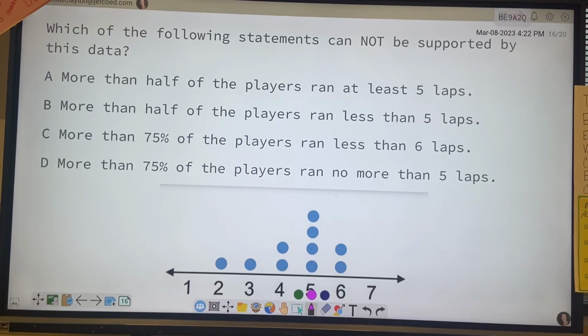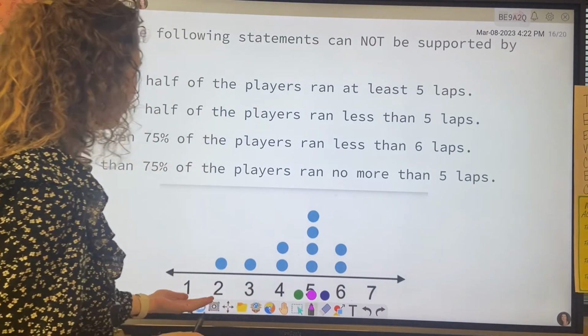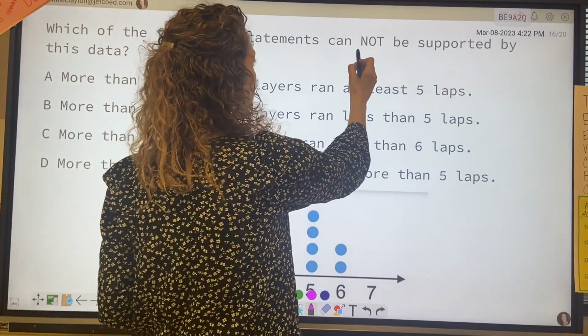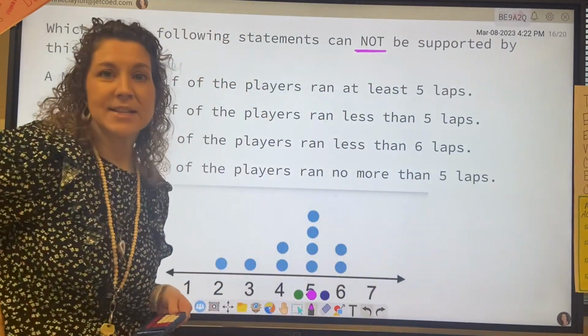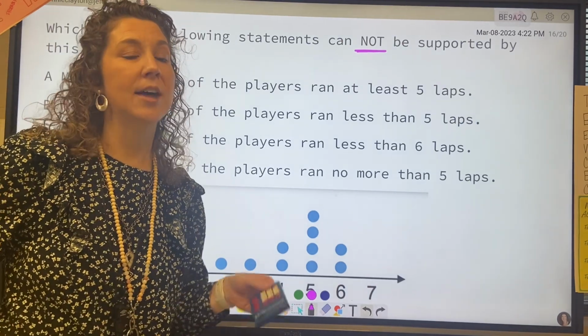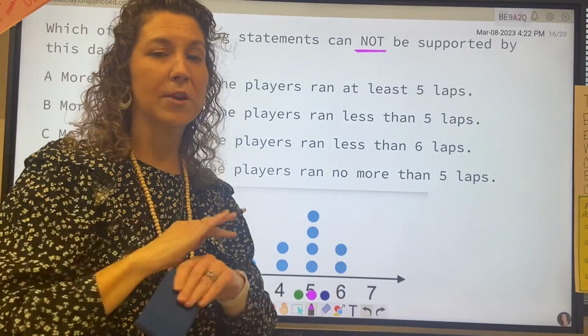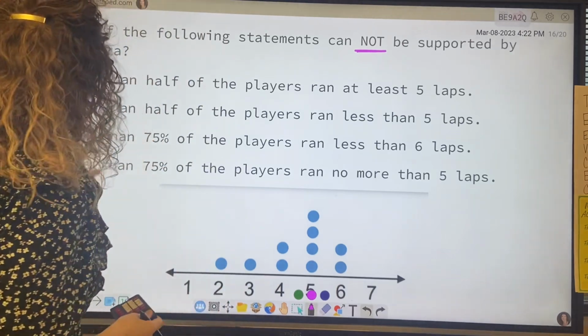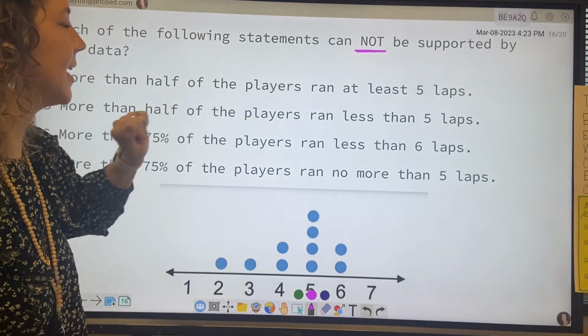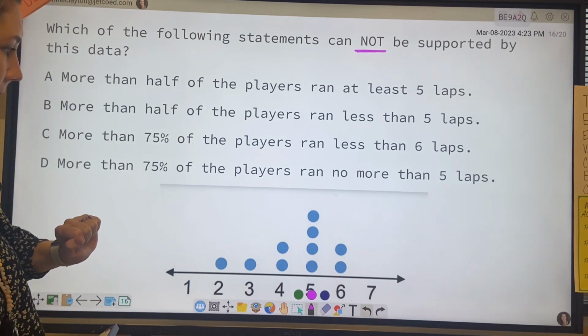Answering more questions with the same information we have down here. Which of the following statements cannot be supported by this data? Not. So we're looking for the statement that is false. Sometimes that's hard for you guys to go backwards. We're looking for what's not true. A, more than half of the players ran at least 5 laps.